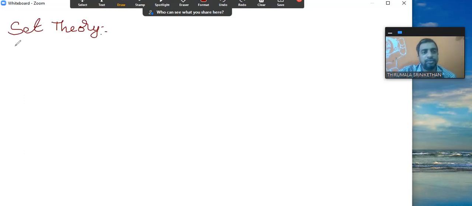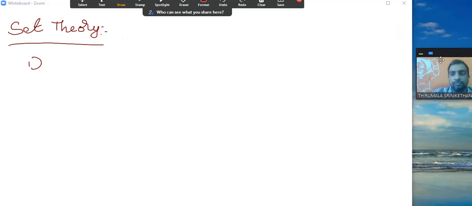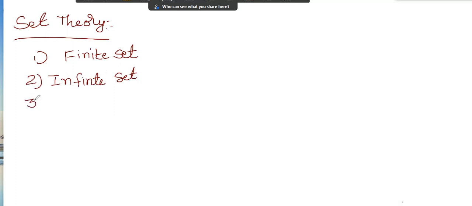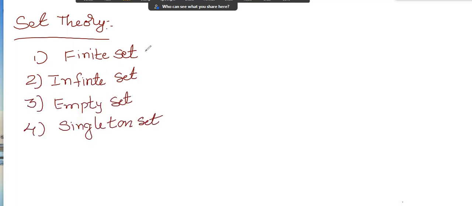In set theory, we have discussed types of sets. Once again, a brief glance: the first one is the finite set, the second one is the infinite set, the third one is the empty set, and the fourth one is the singleton set. Finite set means a countable number of elements.